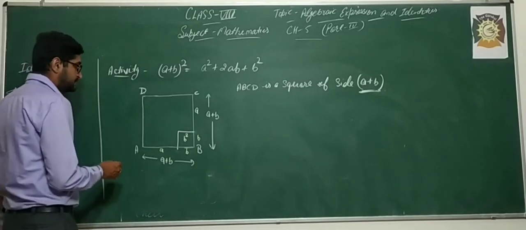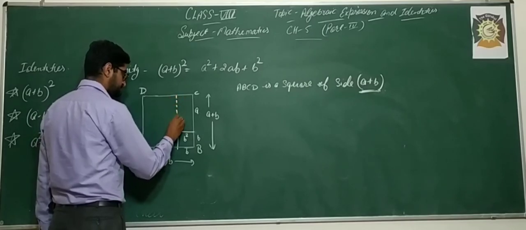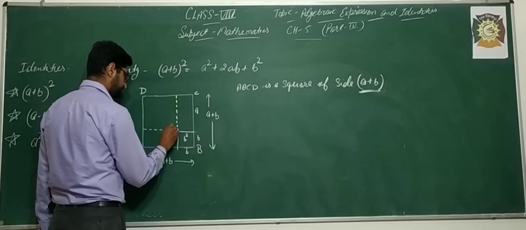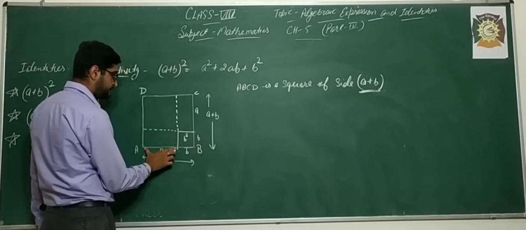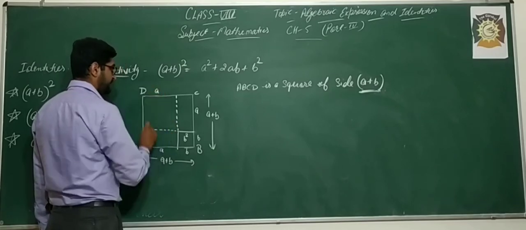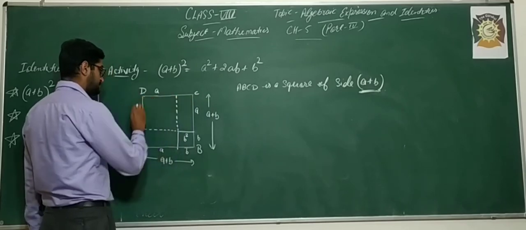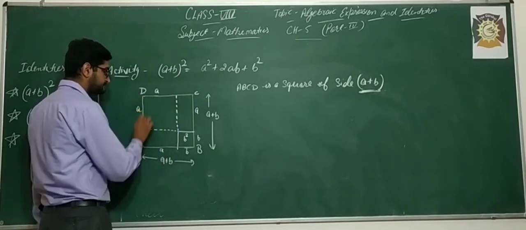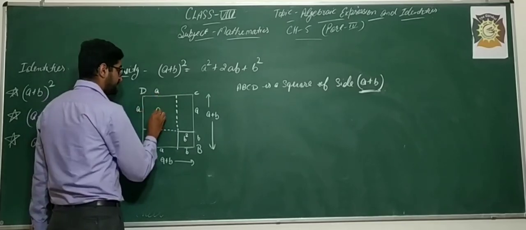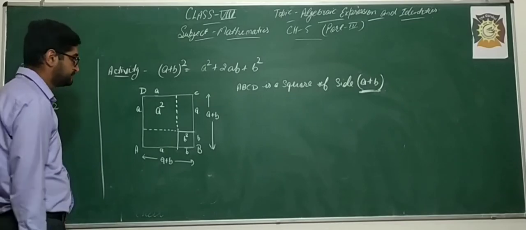Okay, and when we join this and this value, as this value is a, this value is a, this value is a, and also this value is a. It also forms a square, and a into a will be a square.